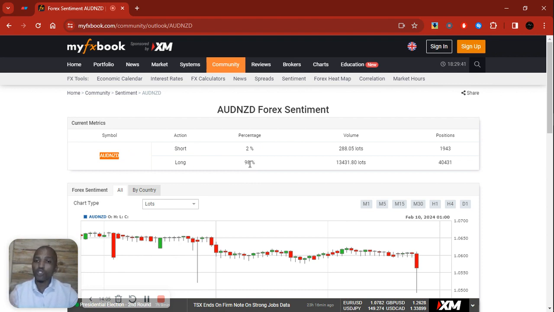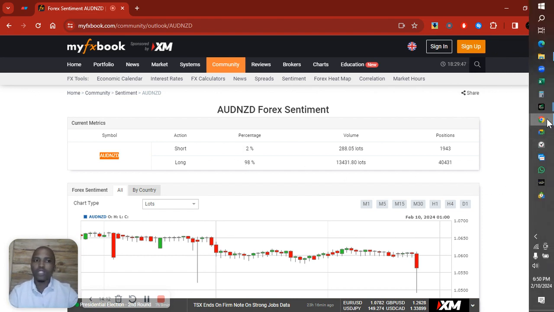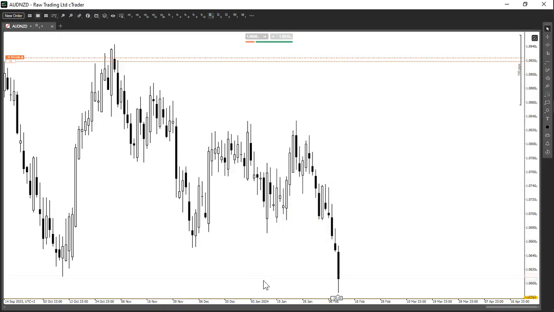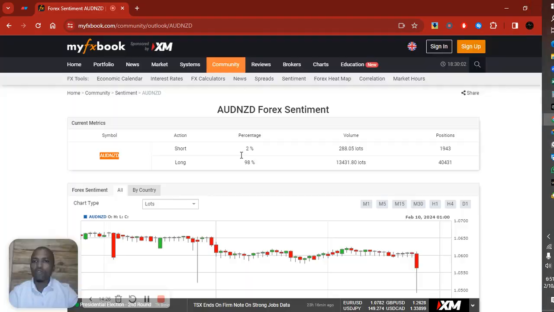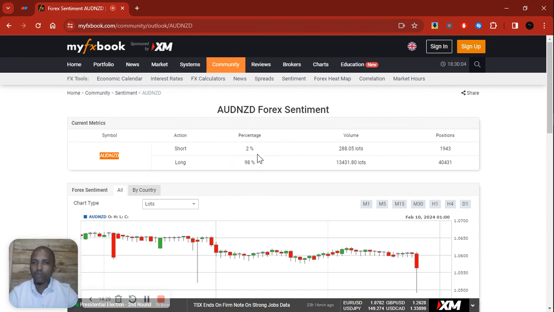If the opposite was true, let's say 98% were short and 2% were selling, then I wouldn't expect my position to actually go in my direction, because the majority would be selling. So I would expect price to actually push higher. And that is how I manage my trade. That is how I do not rush the trade to go into profit, because I check the Forex sentiment.